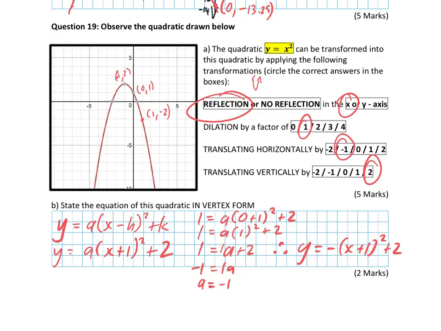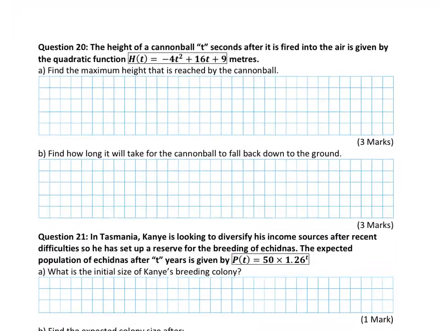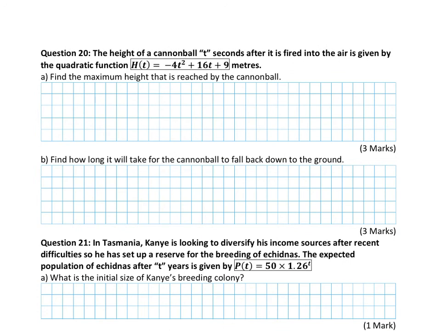Moving on to page 10. The height of a cannonball t seconds after it's fired into the air is given by the quadratic function h of t is equal to negative 4t squared plus 16t plus 9 meters. Find the maximum height that is reached by the cannonball.